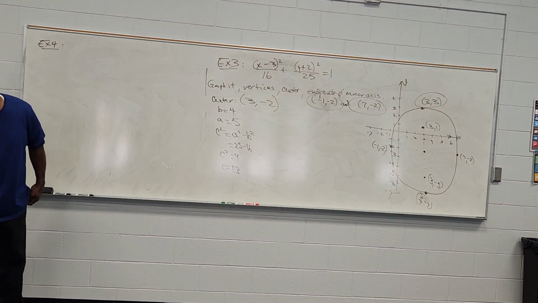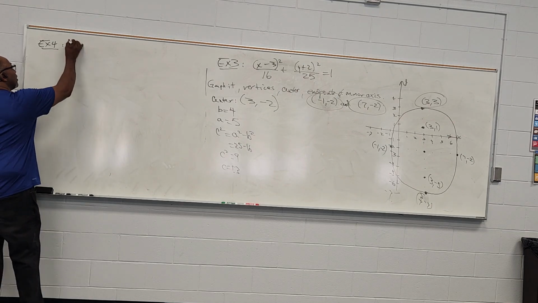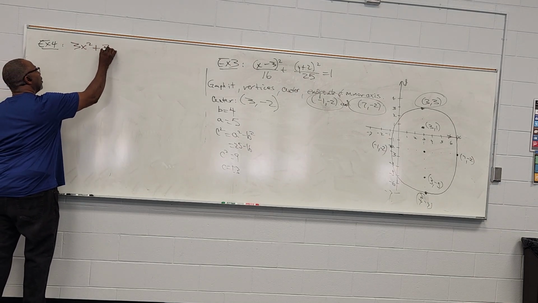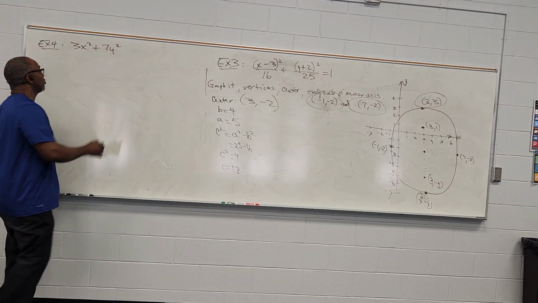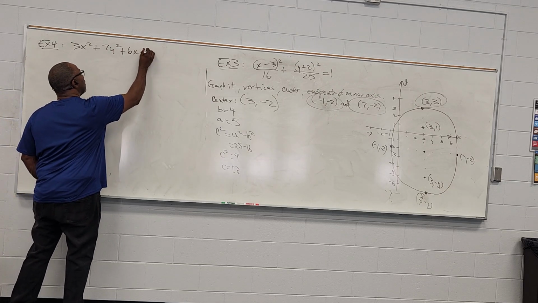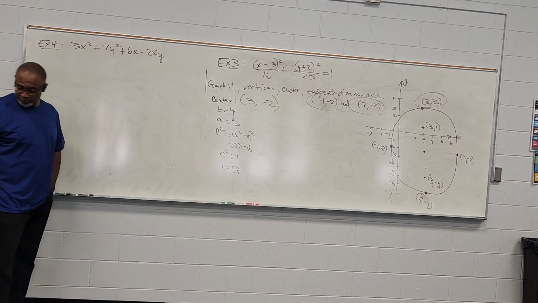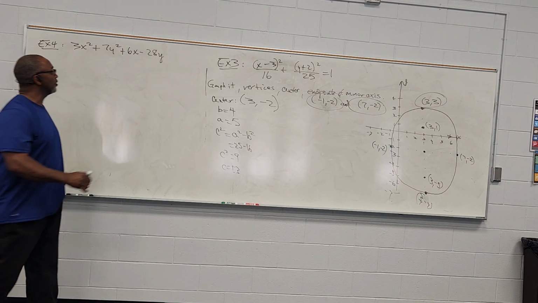Example 4, they give me an ellipse, 3x squared plus 7y squared, plus 6x minus 28y plus 10 equals 0.